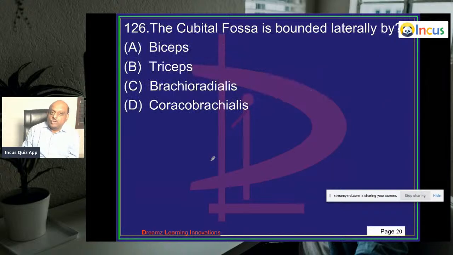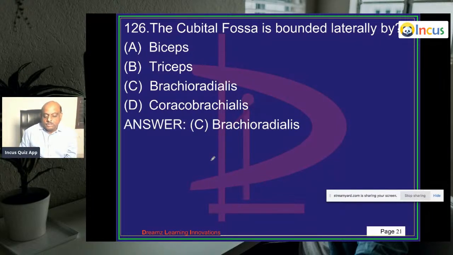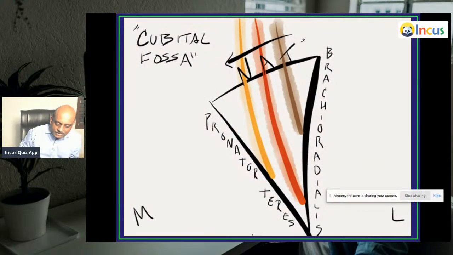So, cubital fossa, once more, triangles, quadrangles, these are all classical questions. It is the brachioradialis, which is the lateral boundary of cubital fossa. So, what is the cubital fossa? Pronator teres is medial. Brachioradialis is lateral and the line joining the two.